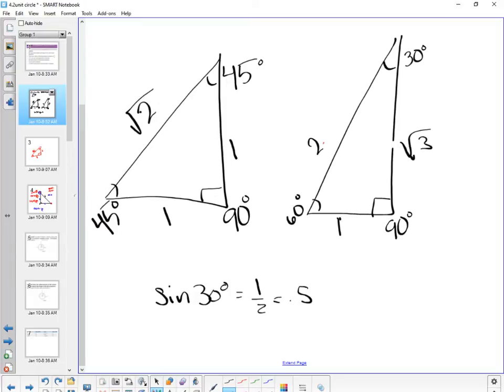Why is it 2? Because it's along the side on the 30, 60, 90 triangle. Because on 45, 45, 90, it's square root of 2. Okay? But yeah, cool.